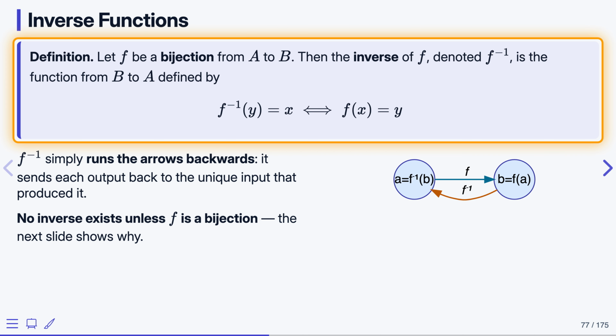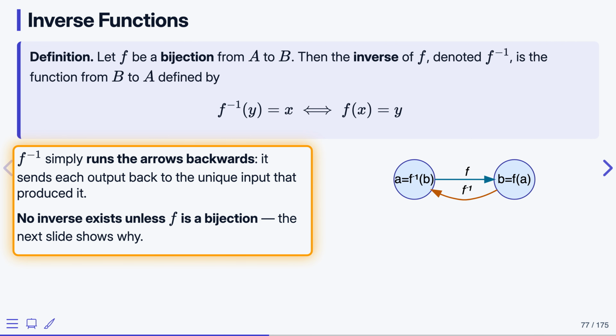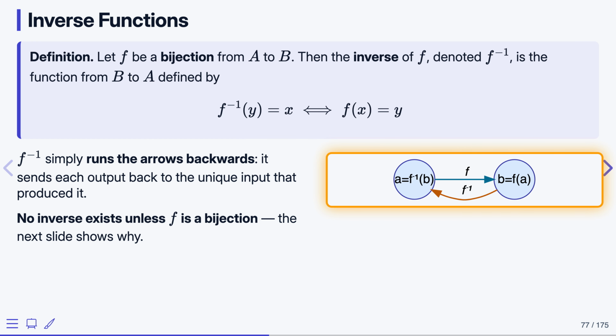Now we come to inverse functions. Let f be a bijection from A to B, then the inverse of f, written f with a small -1 above it, is the function that goes the other way, from B back to A. It is defined like this: f inverse of y equals x, exactly when f of x equals y. In plain words, the inverse simply runs the arrows backwards. It takes each output and sends it back to the one input that produced it.